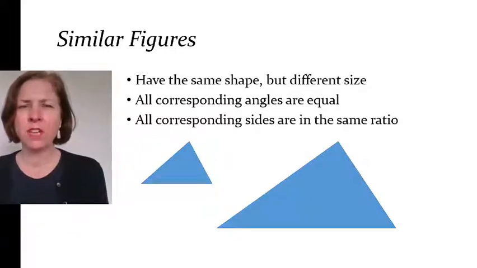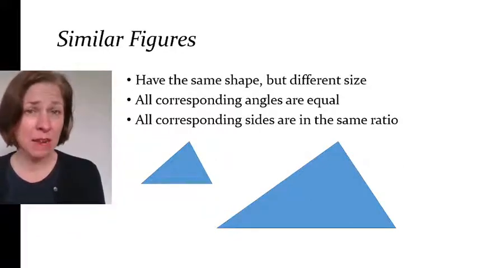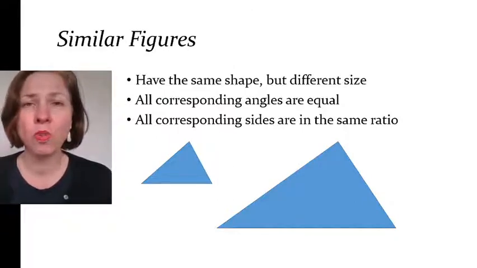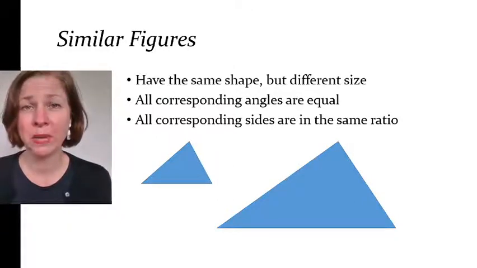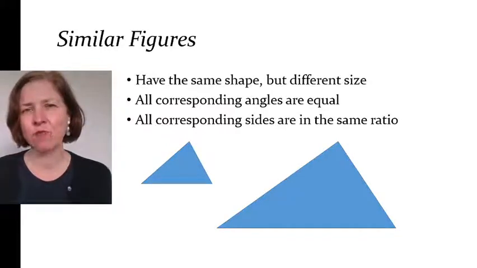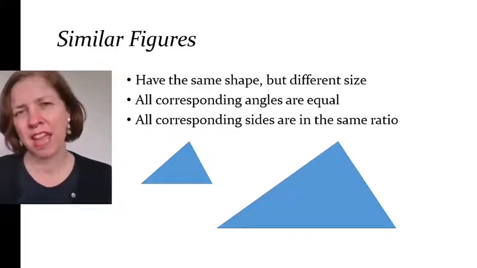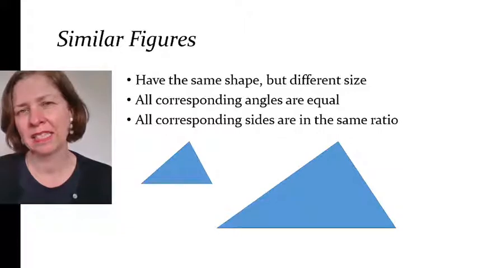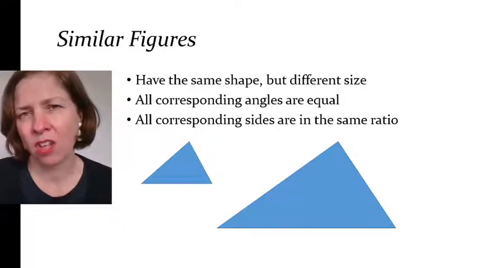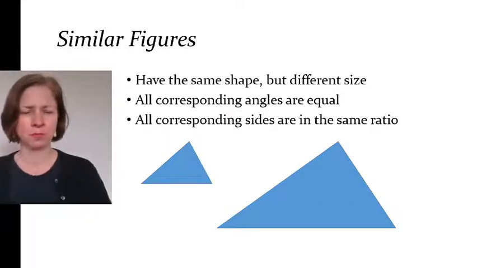Two figures which are similar will have the same shape, but they will have a different size. So all the angles that are corresponding will be equal and all the sides will be in the same ratio. And to remind you what that means, for example, in the triangle I'm showing you, maybe the second triangle has side lengths that are double the first one. So that would mean the side ratio is 2.